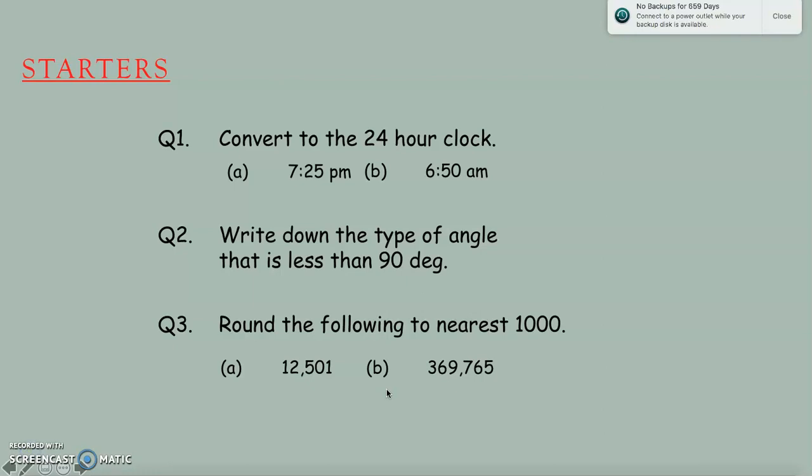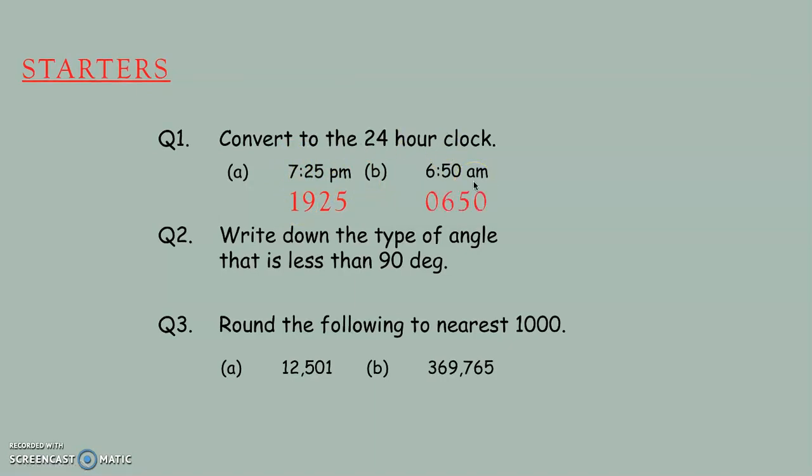Question number 1 was just revising our previous topic. I want you to convert these 2 times to 24-hour clocks. The first one is 7:25 p.m, so that's in the afternoon. As a 24-hour clock that is 1925 hours. We add 12 onto this number 7 to give us the 19. The second one was 6:50 a.m, so as a 24-hour clock we write that as 0650 hours.